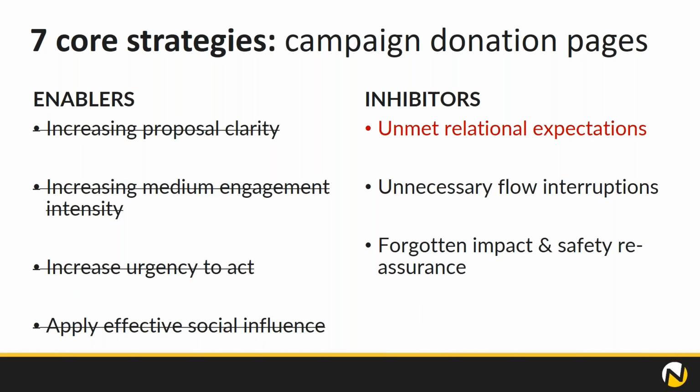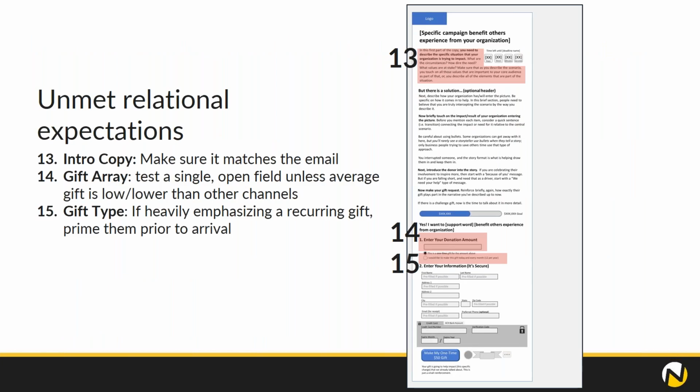The first one I'm going to call unmet relational expectations. Remember, we're sending them an email, we have a relationship with them, right? So what are some things that we can do to jeopardize that relationship or show a lack of confidence in that relationship? Because people do react to that. First one, I would say, is your introduction copy.